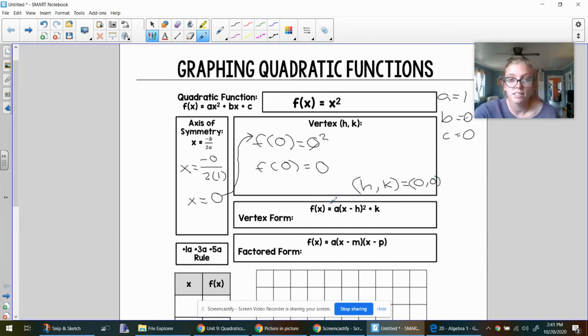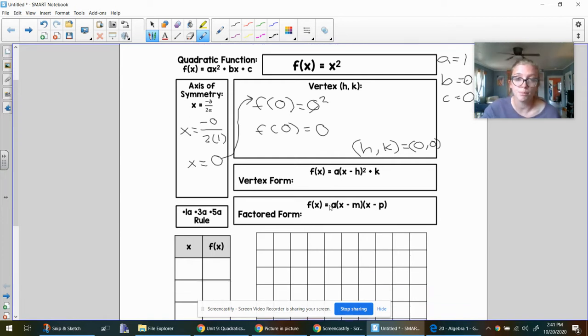So that leads us to being able to write our equation in vertex form. Now that I know my vertex and I know my a value is 1, I'm going to have f of x equals 1. I don't need to write that 1 because it's invisible. x minus 0 squared plus 0. This is a lot of extraneous writing. We don't actually have to write all of this. This is the exact same thing as x squared if you simplify, but I want you to see what vertex form looks like written out.